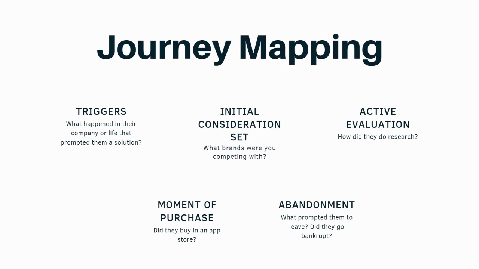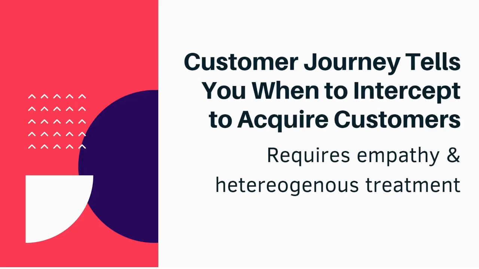Moment of purchase. Did they buy from an app store, go directly to your site, search on Amazon, or walk to a convenience store? Did someone else buy for them? Abandonment. What prompted them to leave? Was this something you could fix, or was it inevitable, like a bankruptcy? To summarize, the customer journey tells you when to intercept to acquire customers. It requires a lot of empathy and the ability to treat customers differently.